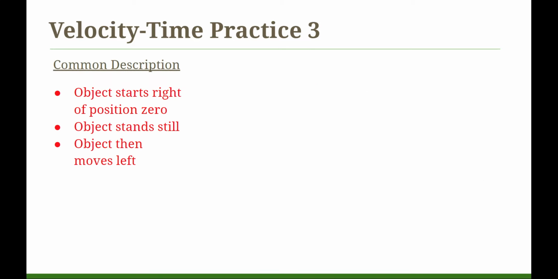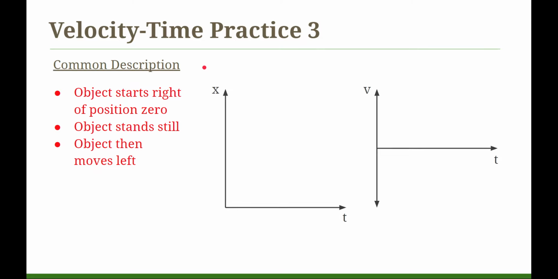Third example. This time we'll go back to a description, but this one is a little more complicated. So if you look at it, we say it starts right of 0 here, and then it stands still, and then it moves left. So there's a couple different things going on. So we want to start with our starting point where it says starts right of 0. So that's how we know the y-intercept is going to be somewhere positive.